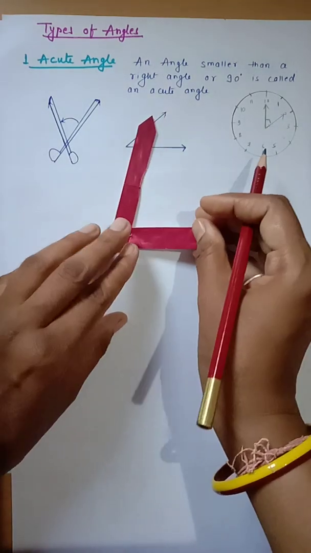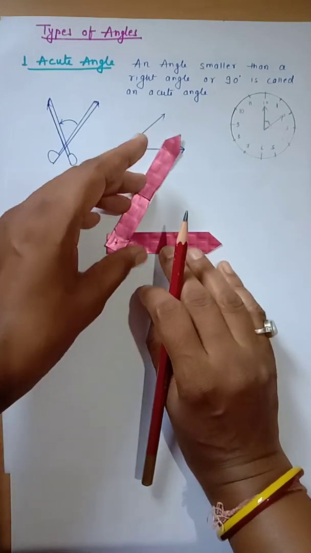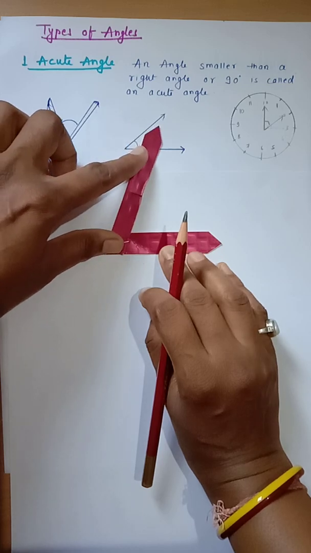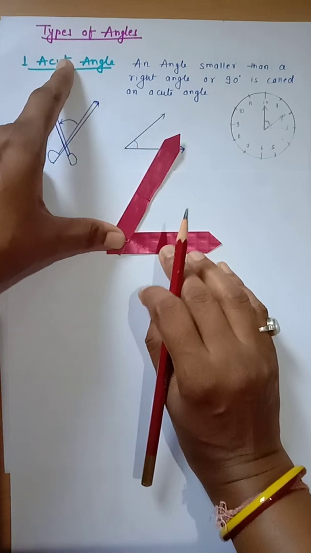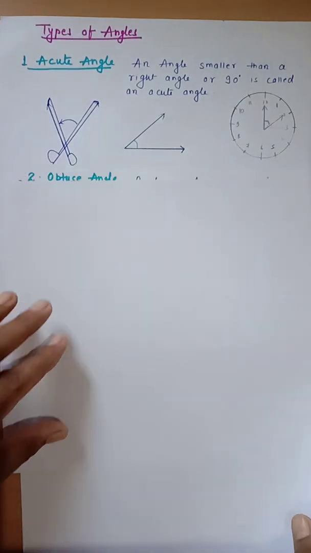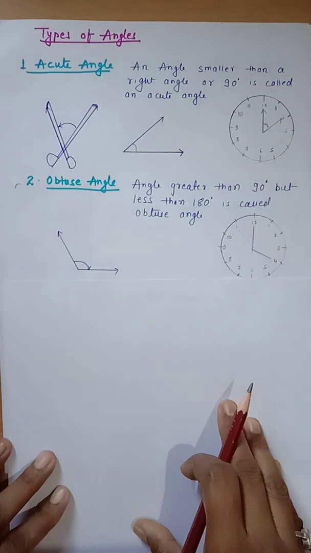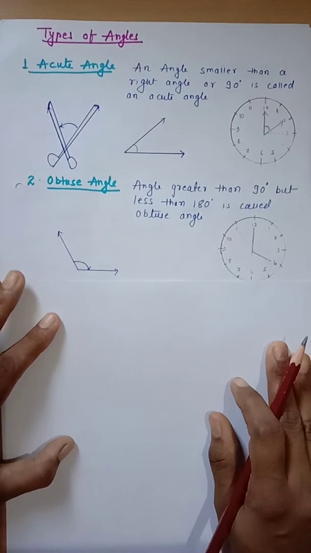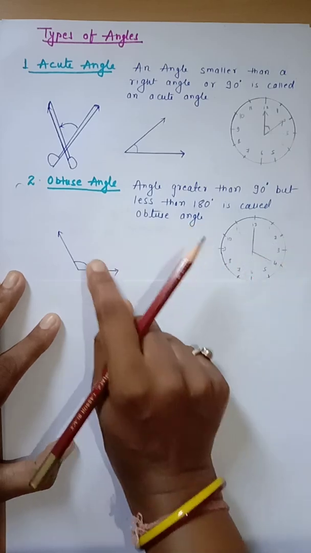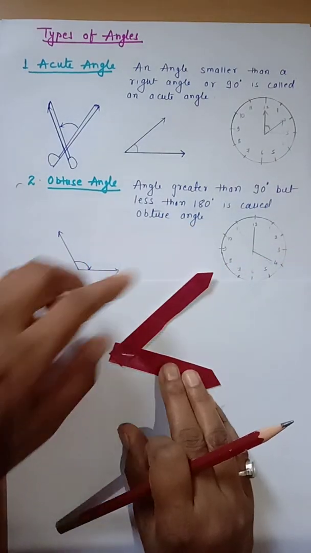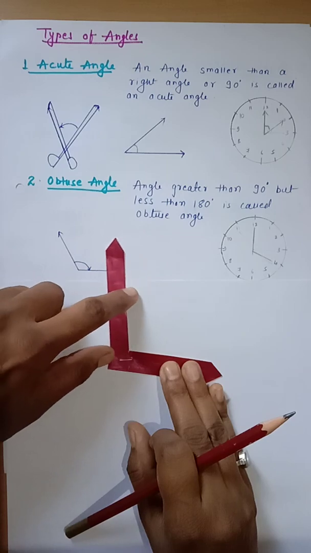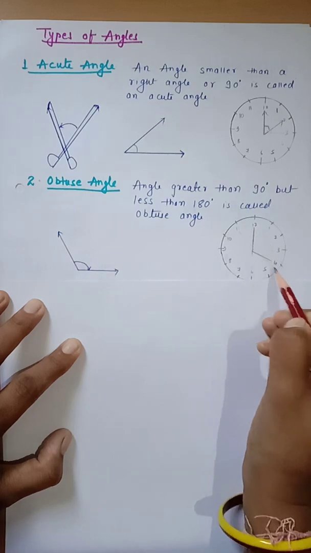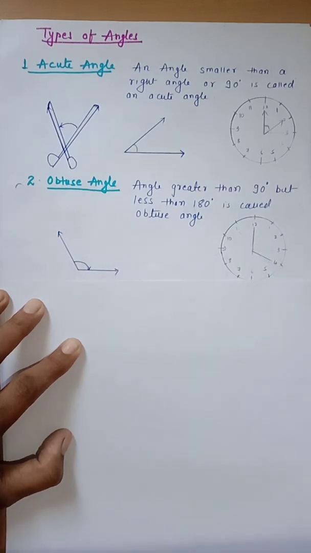Let us see this. So this is 90 degree, and all the measurement which is less than 90 degree is your acute angle. Now come to the next, our obtuse angle. An angle whose measurement is greater than 90 degree but less than 180 degree is called obtuse angle. It will look like this, because this is our 90 degree and more than 90 degree is obtuse angle. Look at the clock. In this it is 4 o'clock, so it forms an obtuse angle.